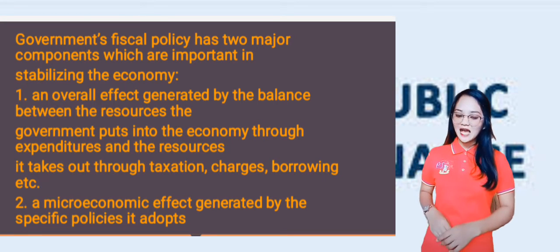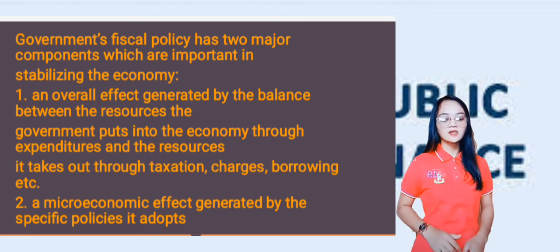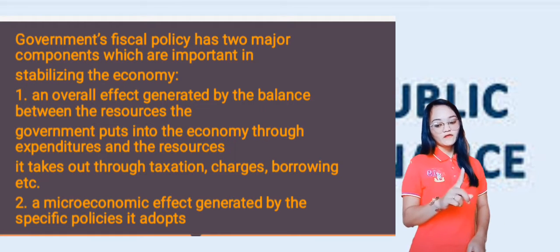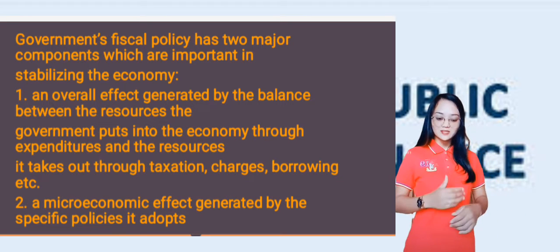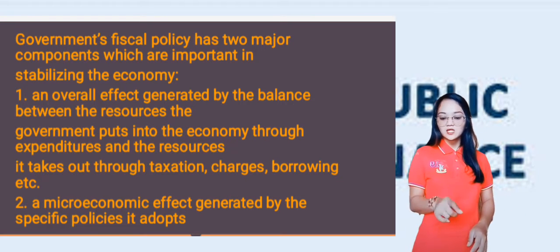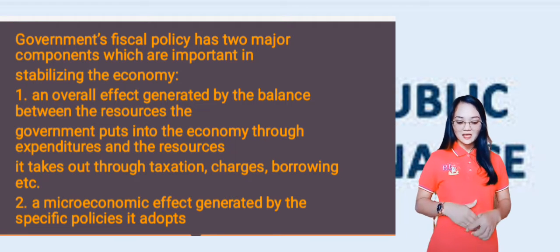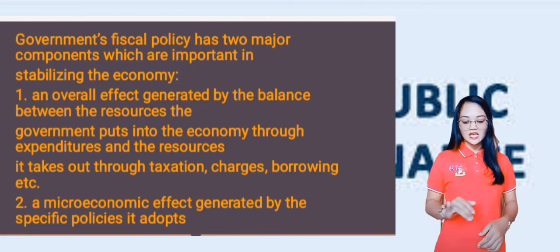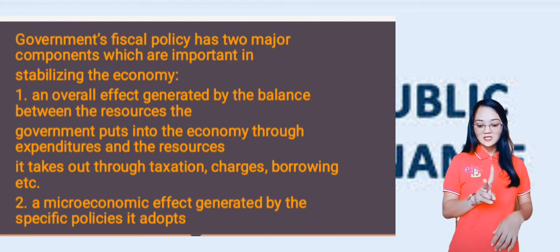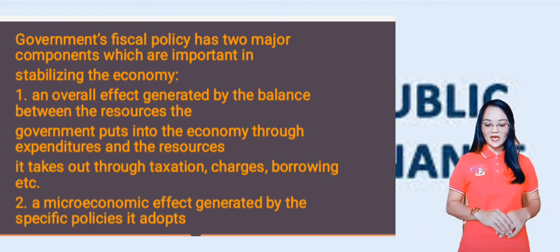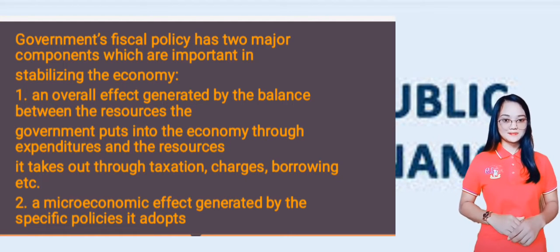The government's fiscal policy has two major components, which are important in stabilizing the economy. First, an overall effect generated by the balance between the resources that the government puts into the economy through expenditures and the resources it takes out through taxation, charges, borrowing, etc. The second is a microeconomic effect generated by the specific policies it adopts.